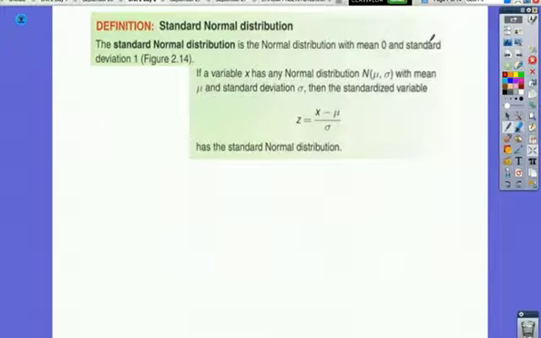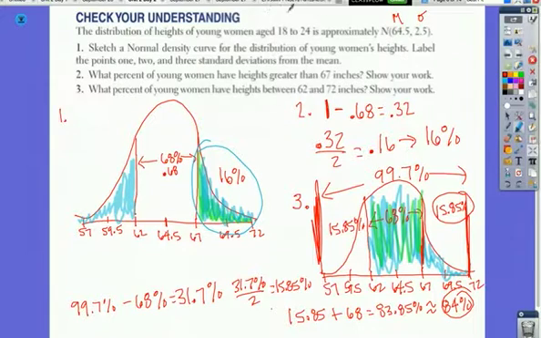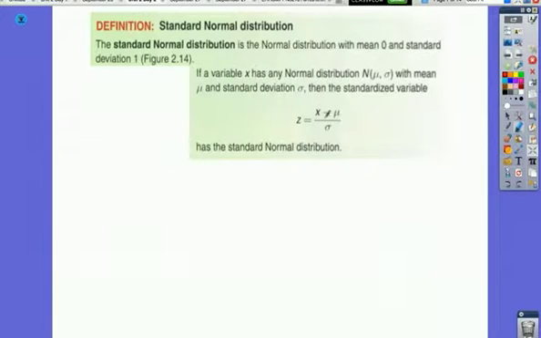Alright, so the standard normal distribution is a distribution with a mean of 0 and a standard deviation of 1. So what you have been doing is just a normal distribution, and your mean and your standard deviation could change depending on what the circumstances were of your problem. With a standard normal distribution, your mean, which is your mu, is equal to 0, and your standard deviation, which is sigma, is equal to 1.